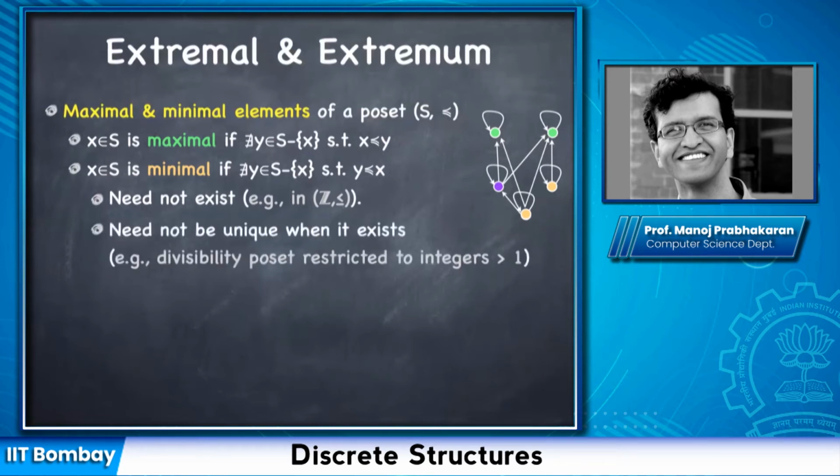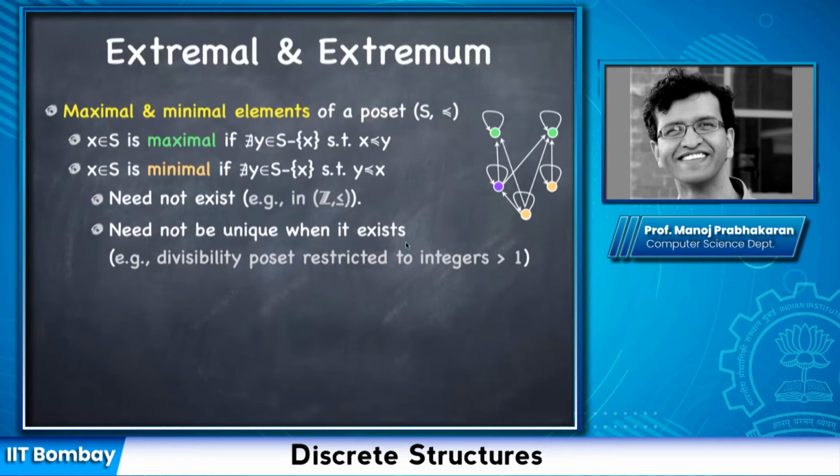And sometimes you have posets where these things do exist, but they are not unique. For instance, if you took the divisibility poset, it doesn't have any maximal element, so every element A has other elements B, multiples of it, such that A divides B. So there is no maximal element, but there are minimal elements.